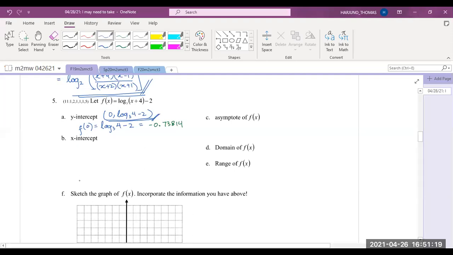Now, how to find the x-intercept? You set the function equal to 0. Move the 2 to the other side. Now you see this is log of something equals something. Now change it into exponential form. 3 squared equals x plus 4. You see what I mean? Okay, we change it into exponential form. That's 9 minus 4, that's 5. So the x-intercept will be (5, 0).